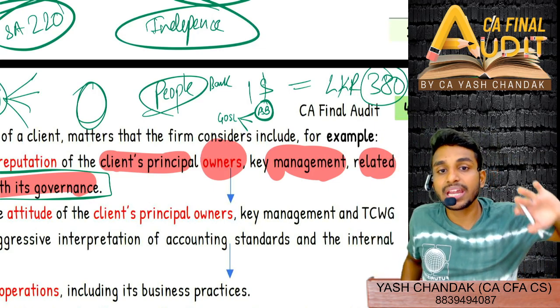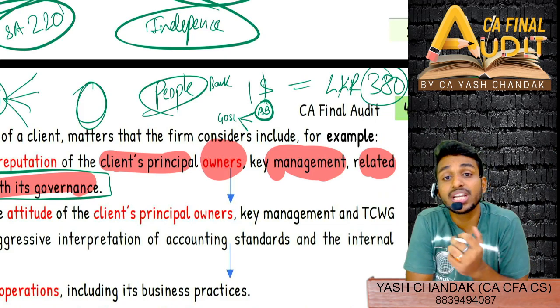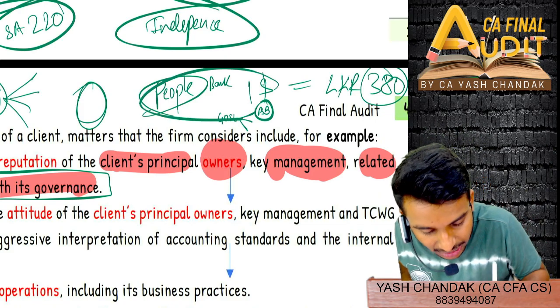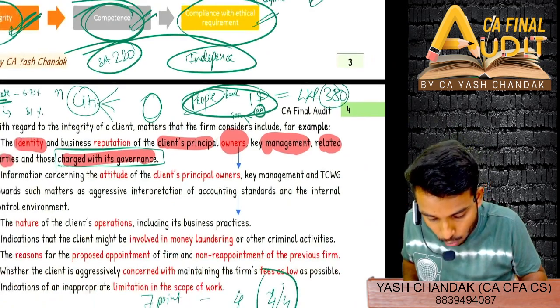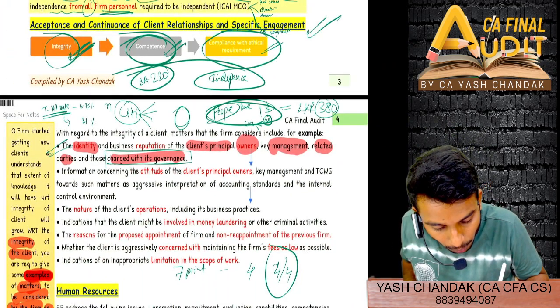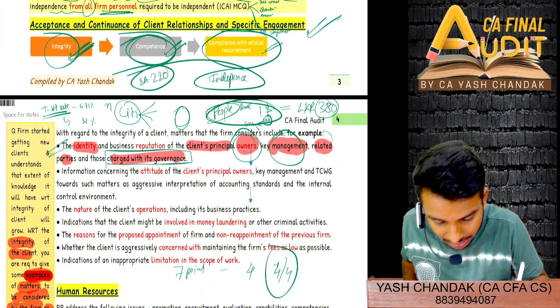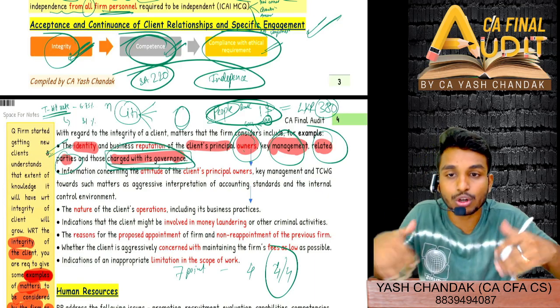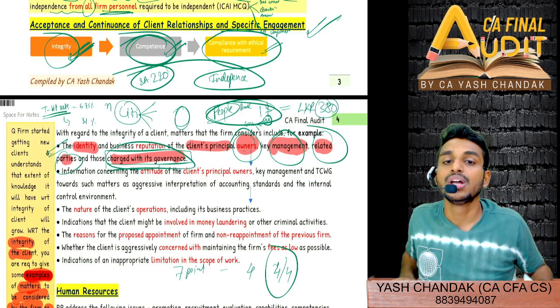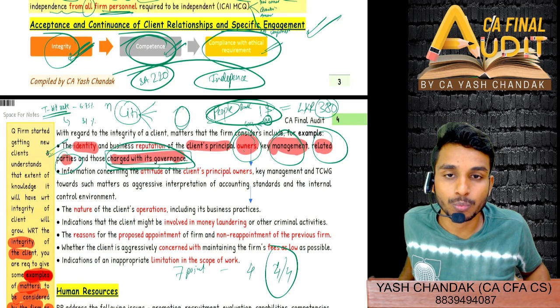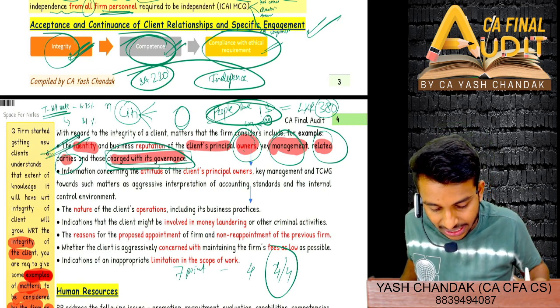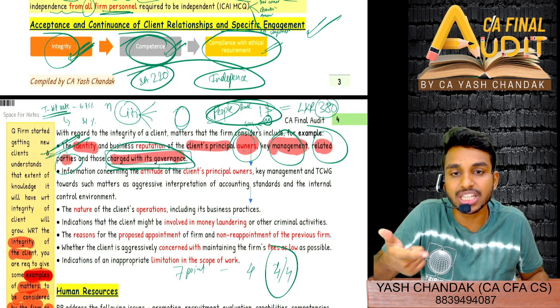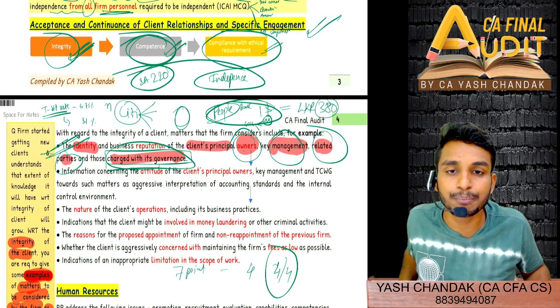So he had the prior 8 years experience in the treasury department, but anyway he was appointed, and that point was highlighted by me in the report. So that is what you can also get to know about the clients, principal owners, key management, related parties, TCWG. So any sort of news you are aware about, any sort of point that you come to know. Clear? The first point, identity and business reputation of the client, principal owners, management, directors, any sort of KMPs.